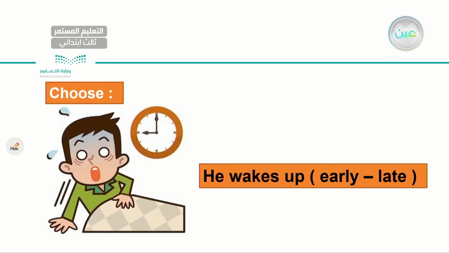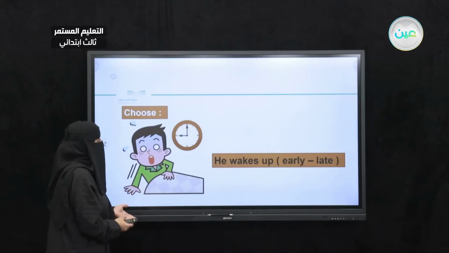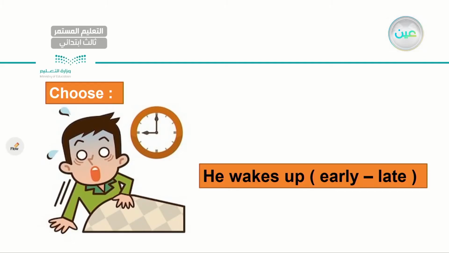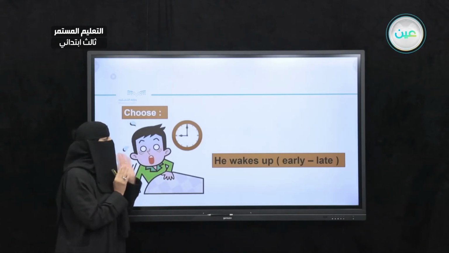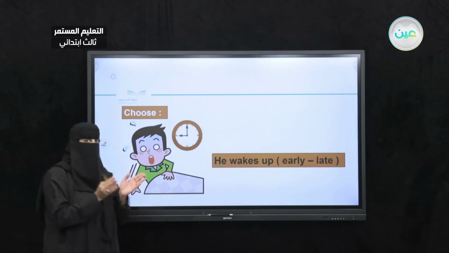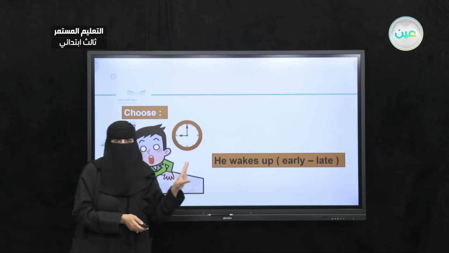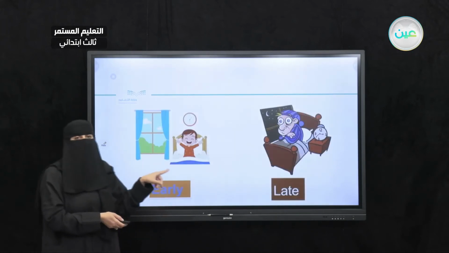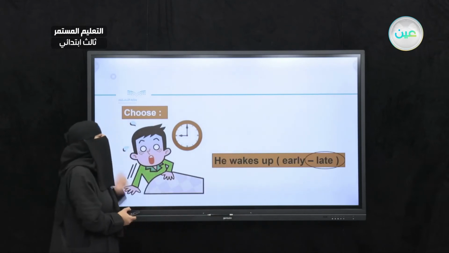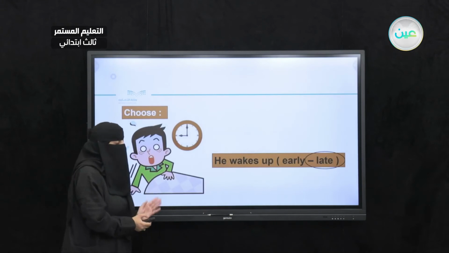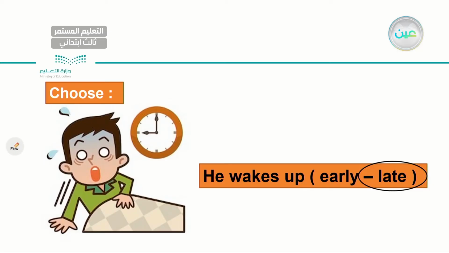Now, help me to decide about this picture. Let's read the sentence. Choose. He wakes up early or late? What do you think? Just look at the picture. Does he look like this boy? No, so he is not early, he is late. Very good. Excellent. Let's read the sentence one more time. He wakes up late. Very good. Let's go to the next picture.